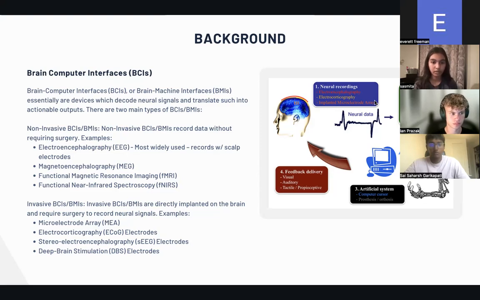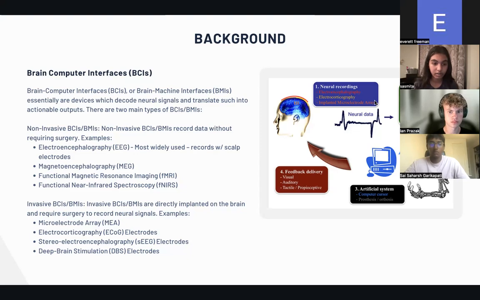There are two main types of BCIs/BMIs. Non-invasive BCIs record data without requiring surgery. Some examples include electroencephalography, also known as an EEG, which is the most widely used and records with scalp electrodes. Magnetoencephalography, or an MEG. Functional magnetic resonance imaging, or an fMRI, and functional near-infrared spectroscopy, or an fNIRS.